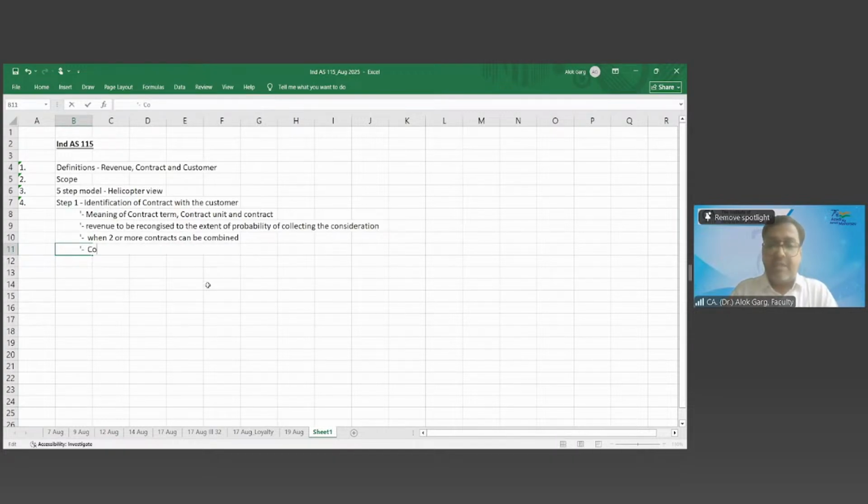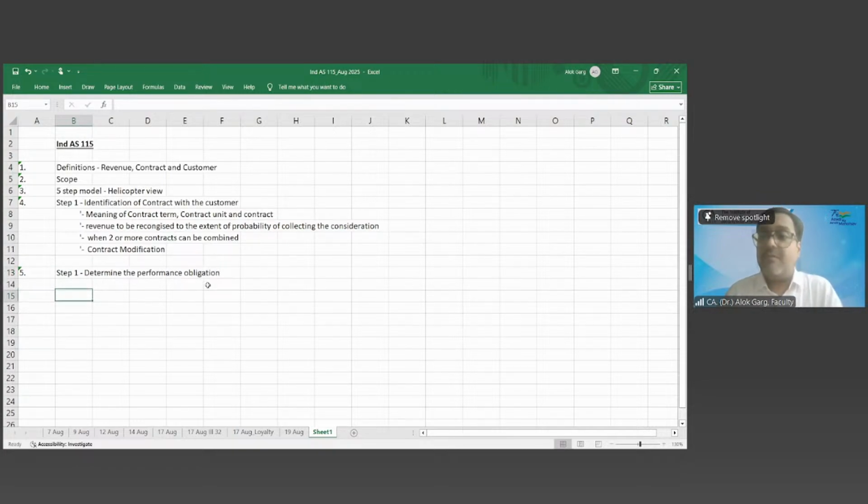You remember, with FR classes, I took an example of class trainings. So we discussed contract modification concepts, right? This is what we discussed in step number 1. Then we covered step number 2. And what was our step number 2? Step number 2 was determine the performance obligation.